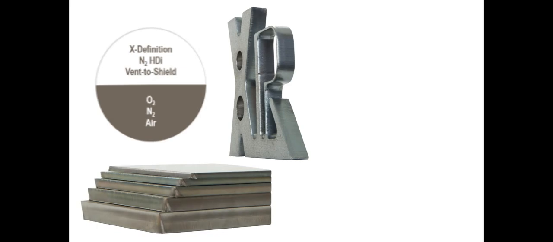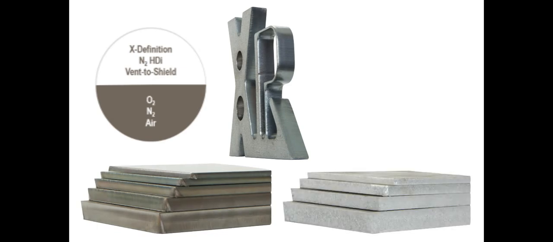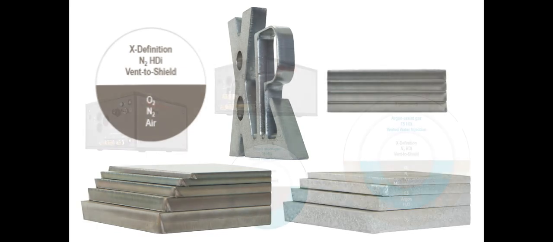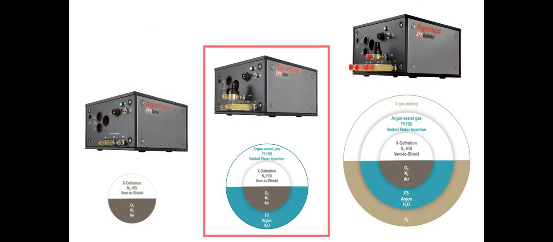A customer's cutting needs align with the core console if they cut mostly mild steel and occasionally stainless steel and aluminum, particularly in the thinner range. The next console is the vented water injection, or VWI console.